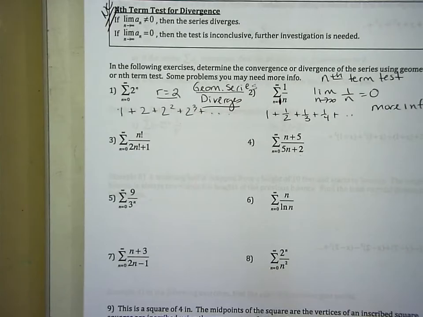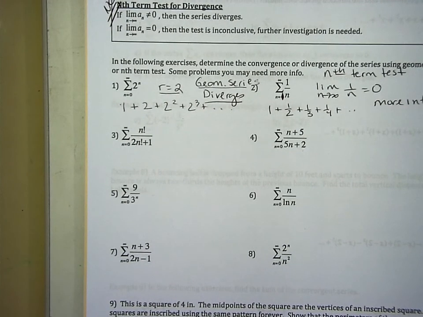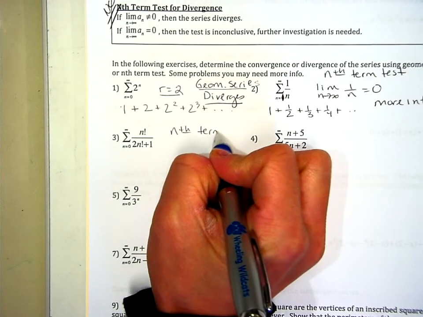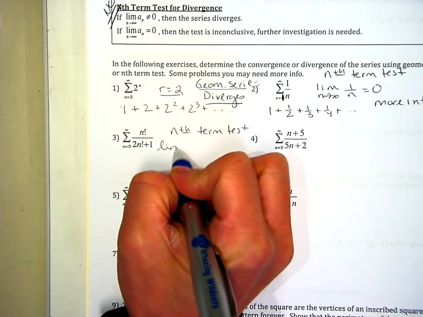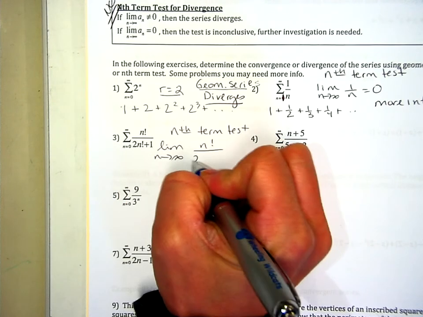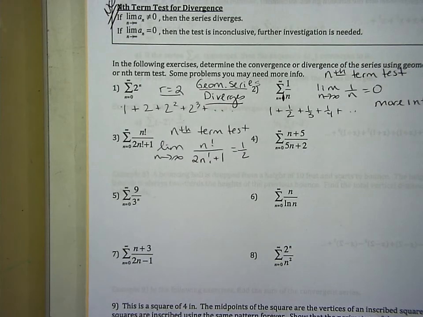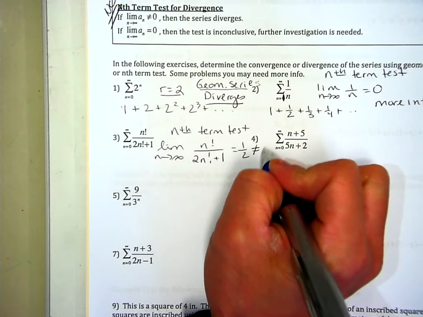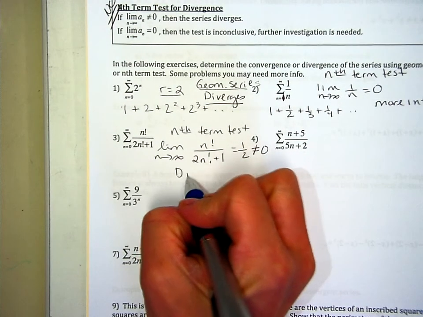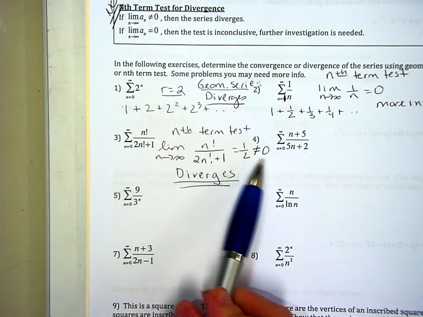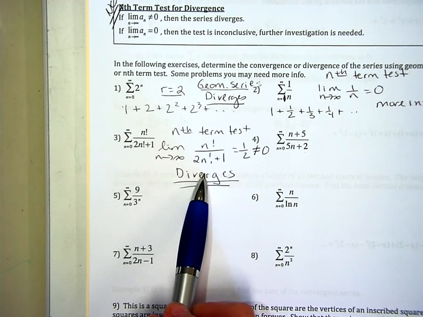Number 3. Okay. I do not see things being raised to the nth power. This is not a geometric. So I'm going to use the nth term test, which means I will take the limit of the general term, n factorial over 2n factorial plus 1. This limit is 1/2. You can check on a calculator, but pretty much you do it the same way we do when we have powers. The factorials are the same, so you do the ratio of the lead coefficients. This is not equal to 0, so I can say for sure that this diverges, right? The nth term test says if the limit is not 0, you can say for sure it diverges.